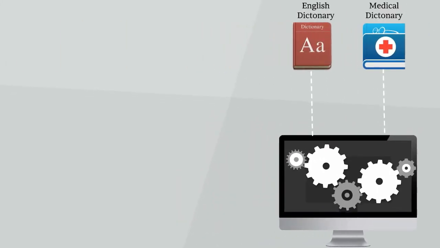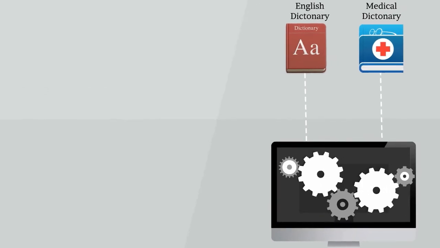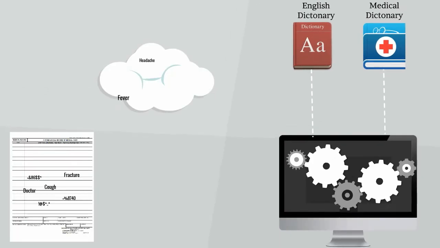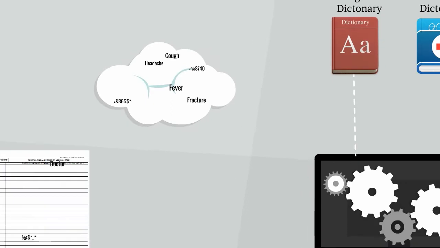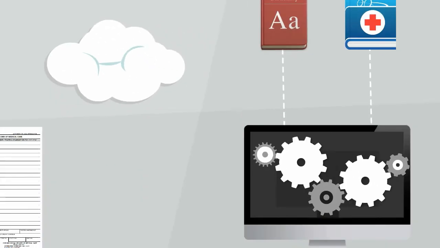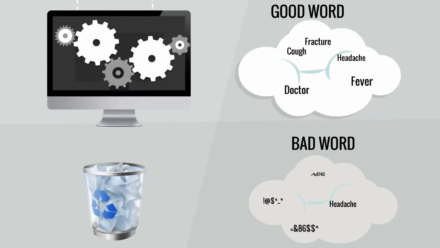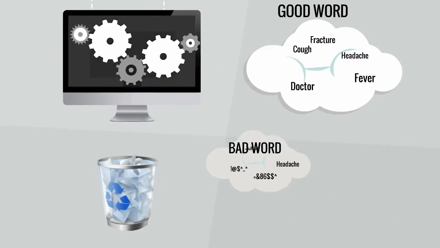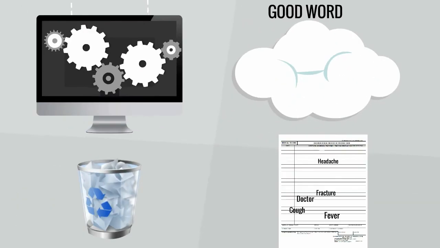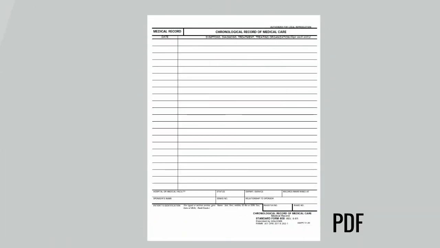1, the English dictionary, and 2, medical terminologies. Due to the dictionaries, if the words from the PDF are in any of these dictionaries, they are passed out as good words. The ones that don't pass go into a recycle bin. The PDF is then recreated with this clean, filtered text layer and is searchable.